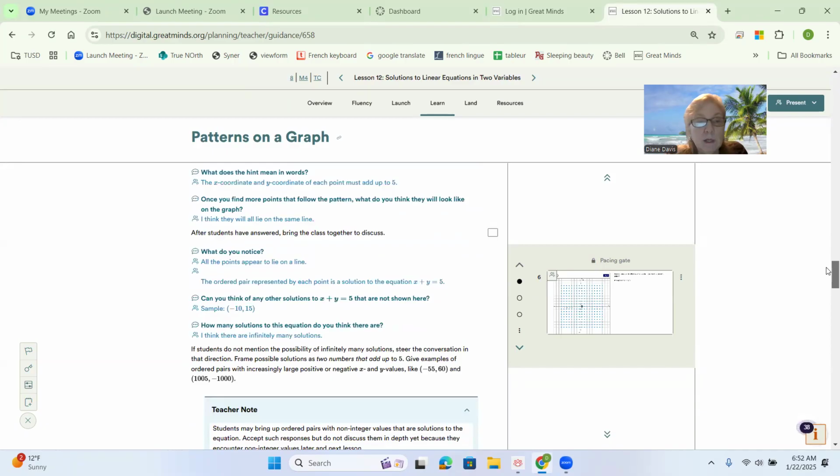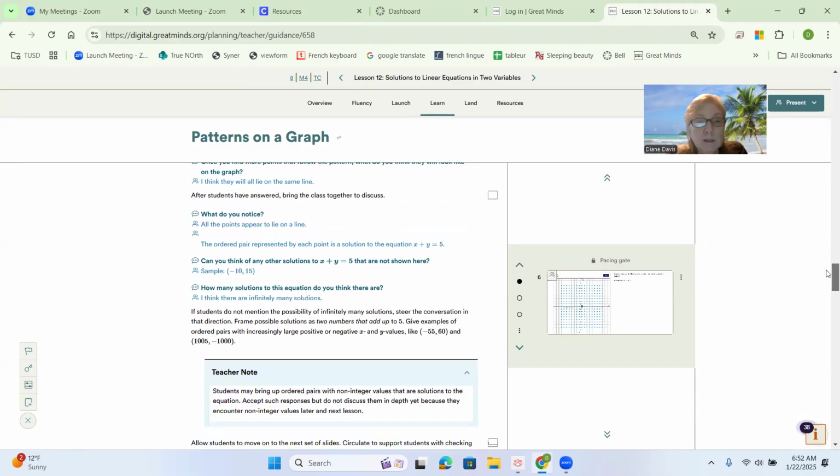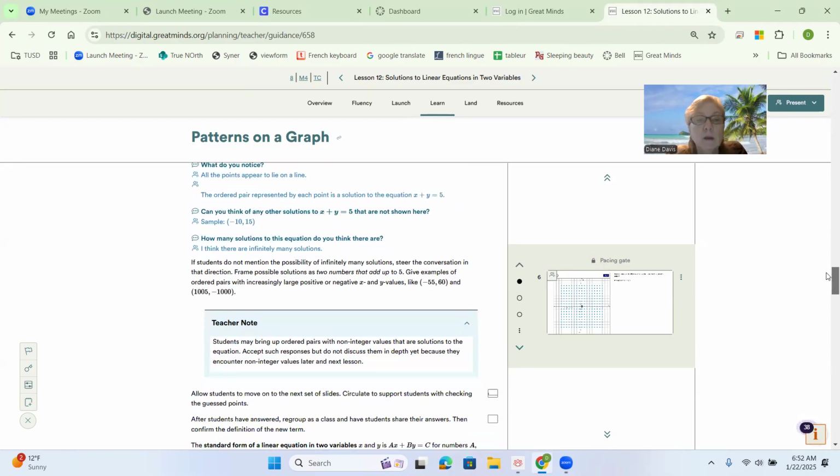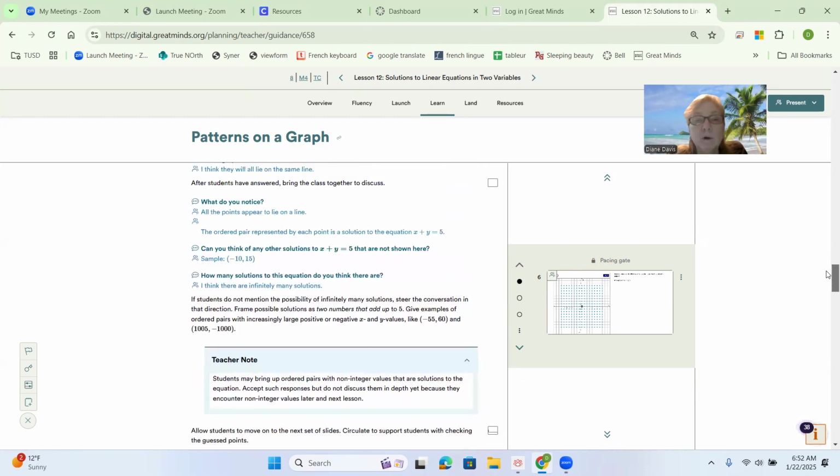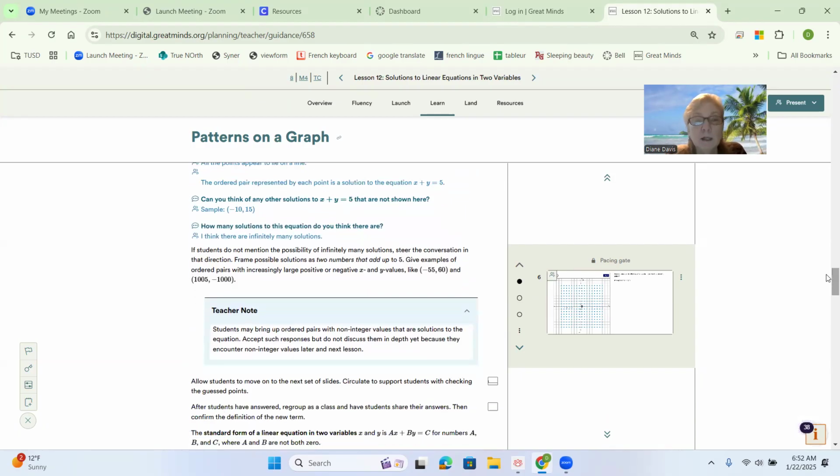I think they will lie on the same line. Okay, so yes. And what do you notice? All the points appear to lie on a line. If you graph all of those points, they will lie on a line. So can you think of any other solutions to x plus y equals 5 that are not shown here?